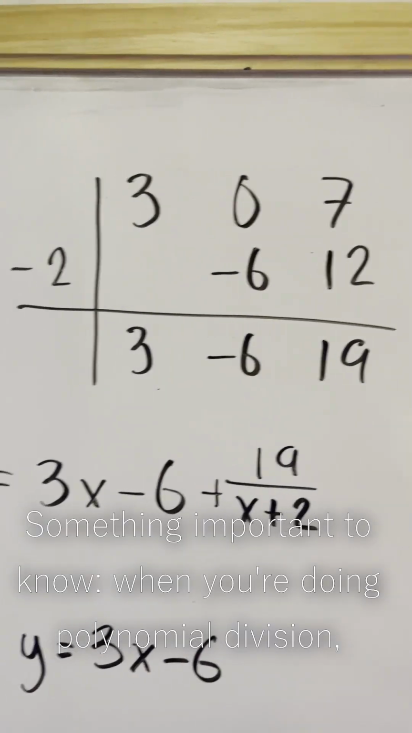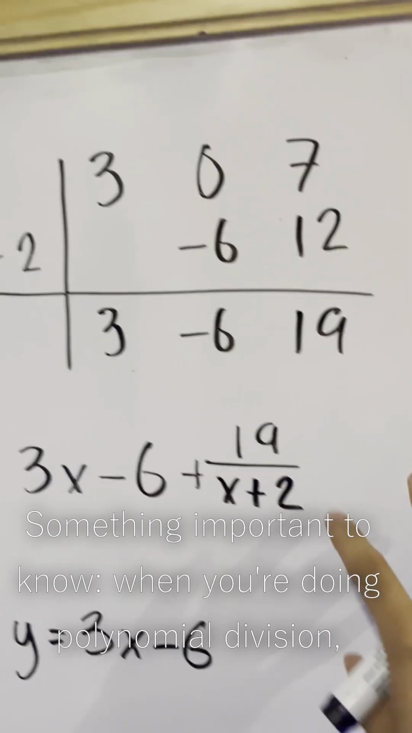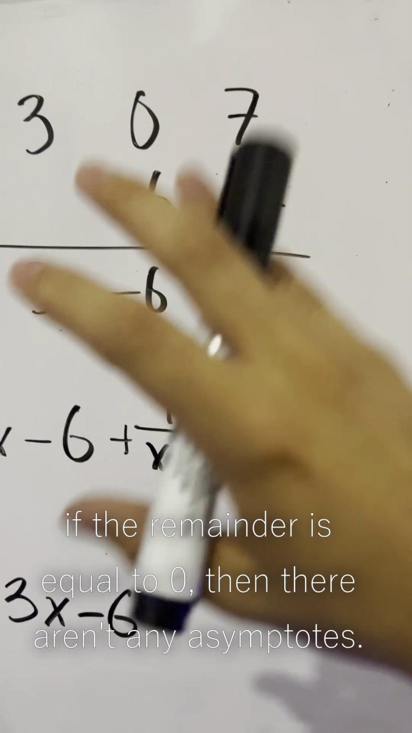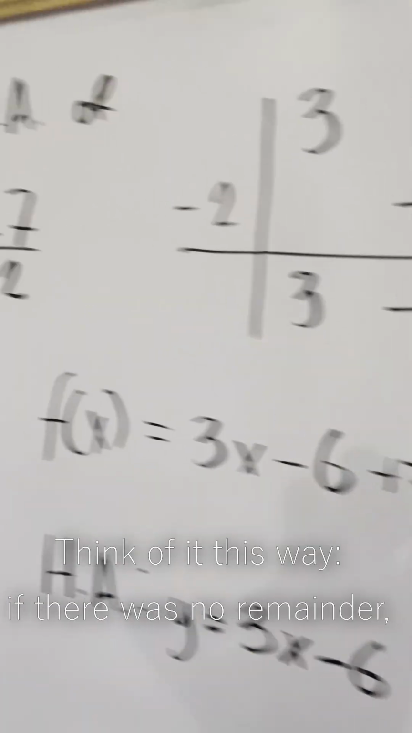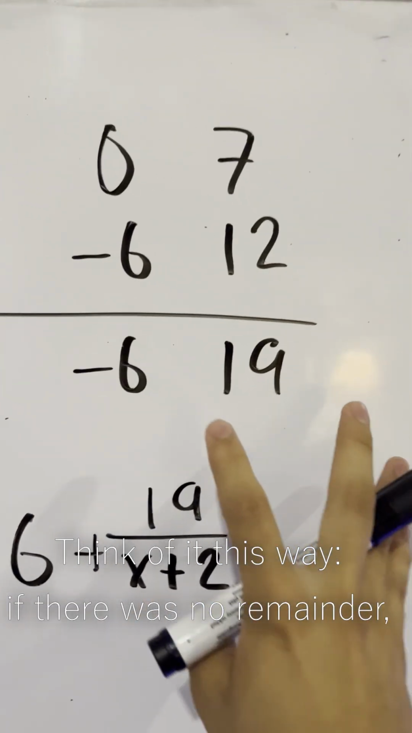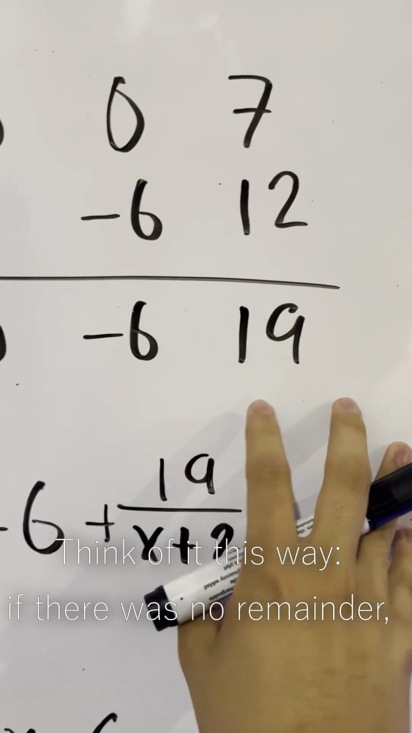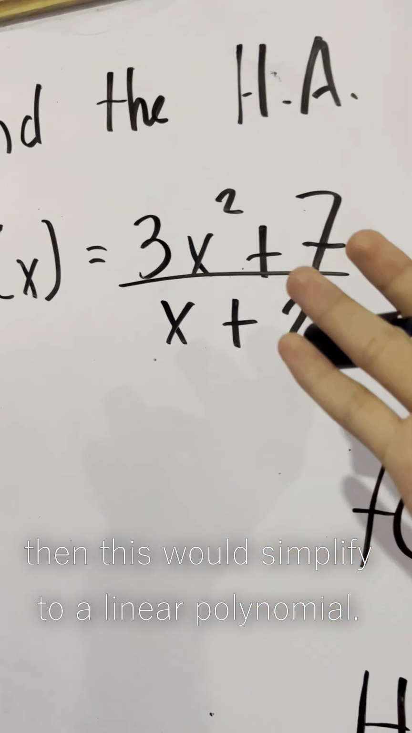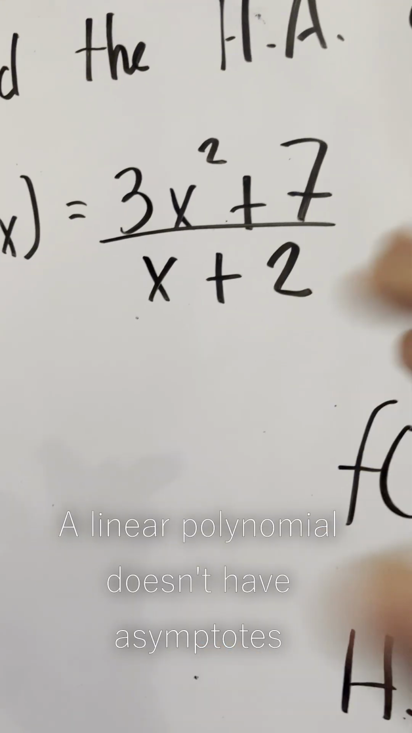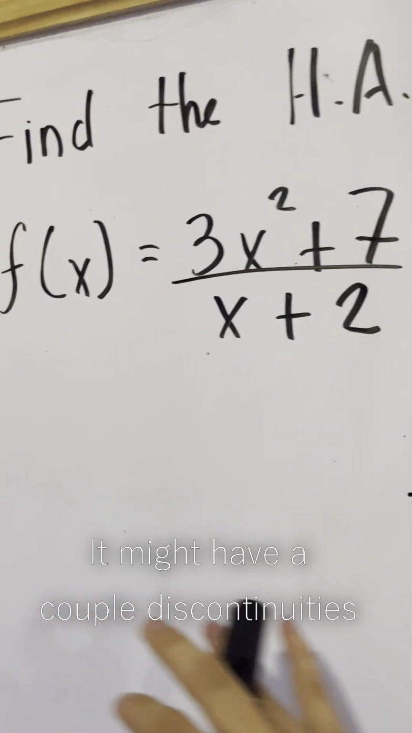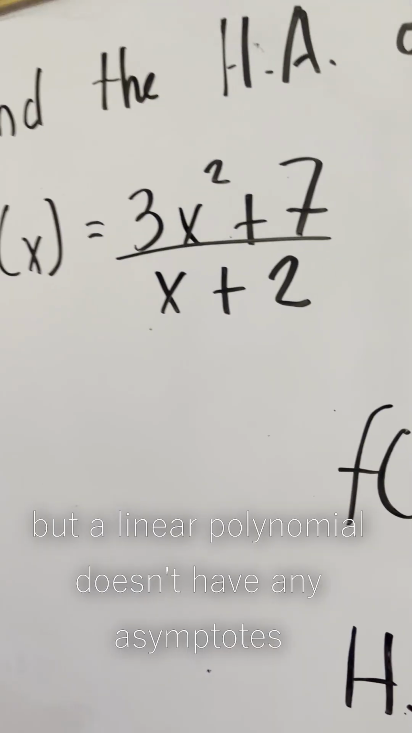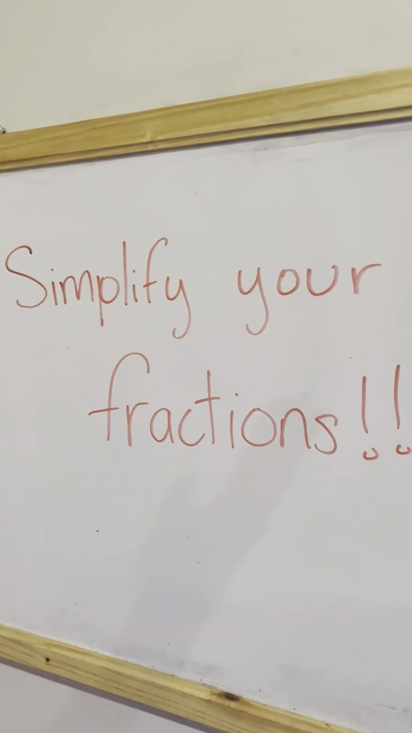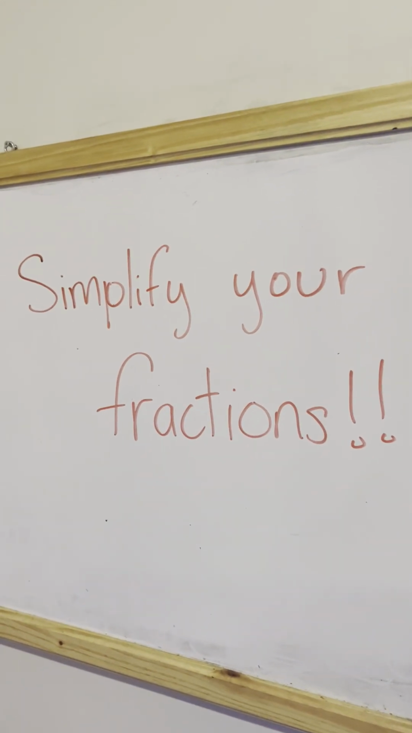Something important to note is that when you do your polynomial division, if the remainder of the division is equal to 0, then that means that there are no asymptotes of any kind. Think of it this way: if there was no remainder here, then this would simplify to a linear polynomial. A linear polynomial doesn't really have asymptotes. It might have a couple of discontinuities, right? But a linear function does not have any asymptotes. That's why it's really important for you to simplify your fractions before you start to find any horizontal asymptotes.